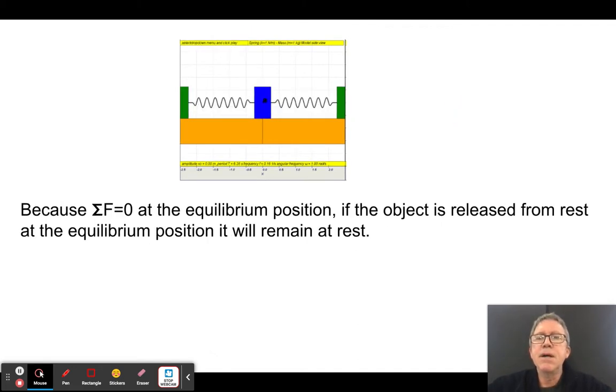Because the sum of the forces here at equilibrium equals zero, if I put an object here and release it at this point, there's not going to be any motion in the system. It's just going to be at rest. It has no mechanical energy if it starts off at its equilibrium position.